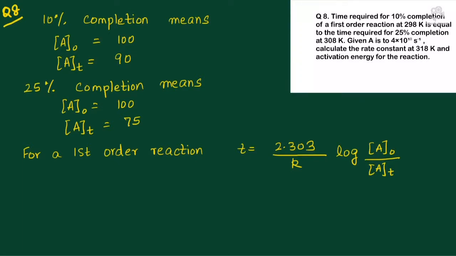First of all, you need to understand that 10% completion means if you started with an initial reactant of 100 moles per liter concentration, what you are left with is 90 moles per liter after the given time at 298 Kelvin. Whereas 25% completion would mean A naught is equals to 100. That means concentration after time T is 75 moles per liter. Also recalling the equation of a first order reaction, time T is equals to 2.303 upon K log of A0 by At.